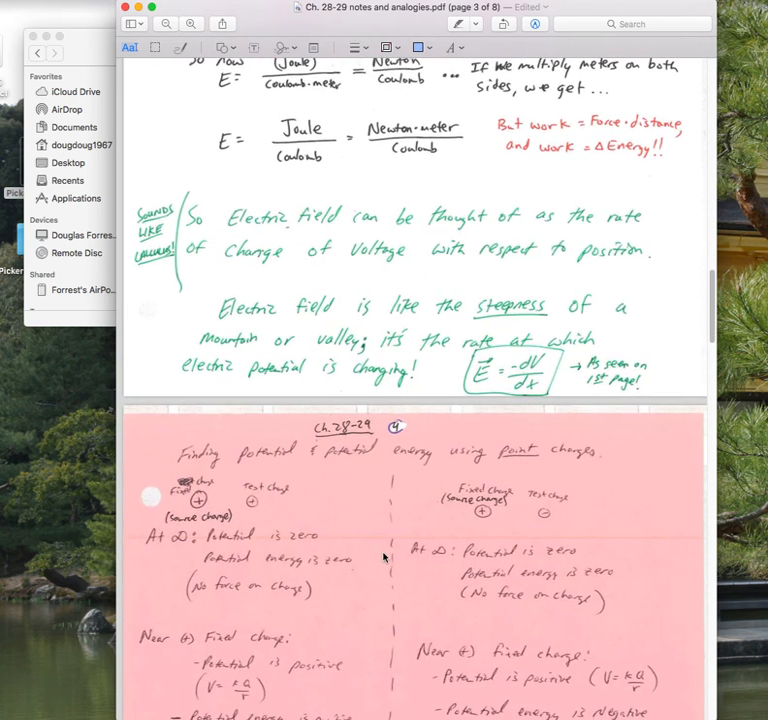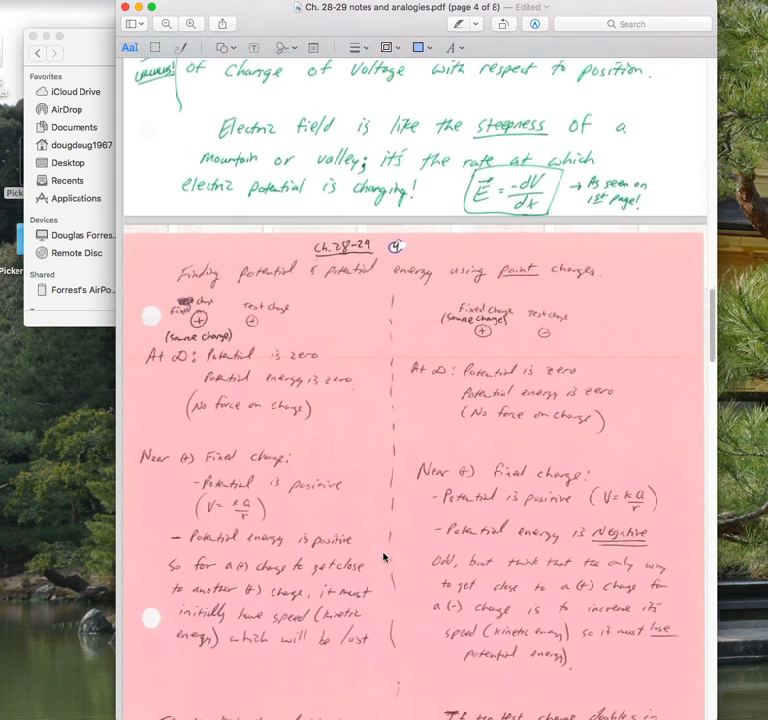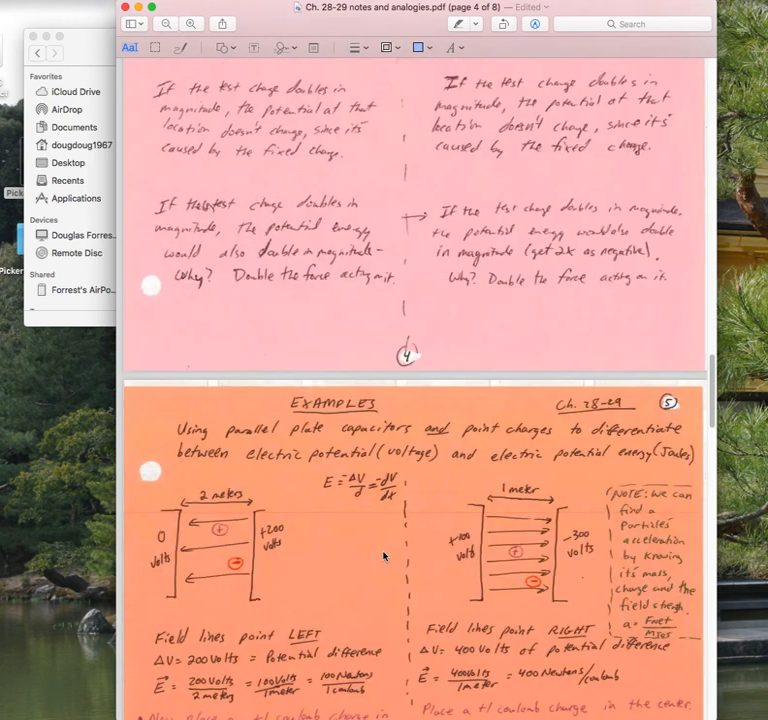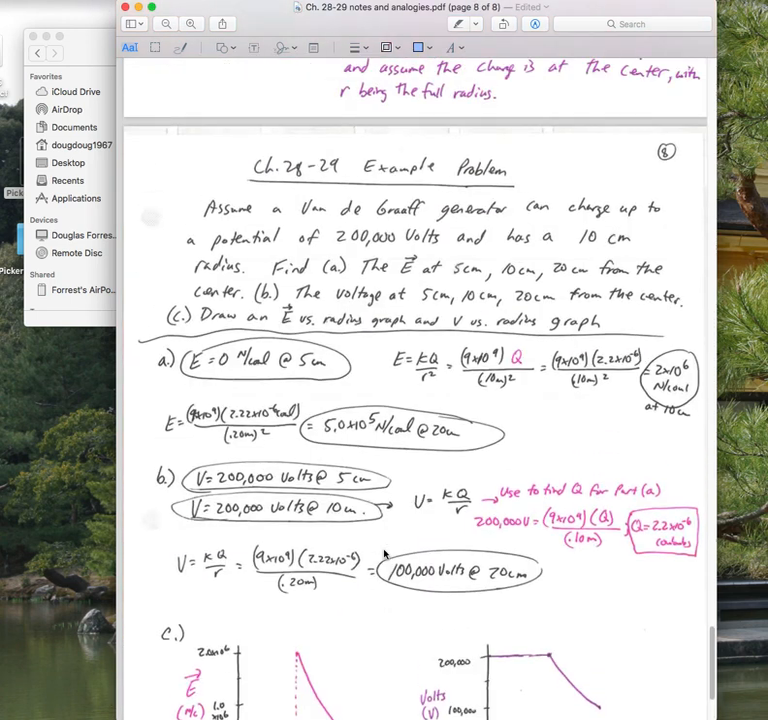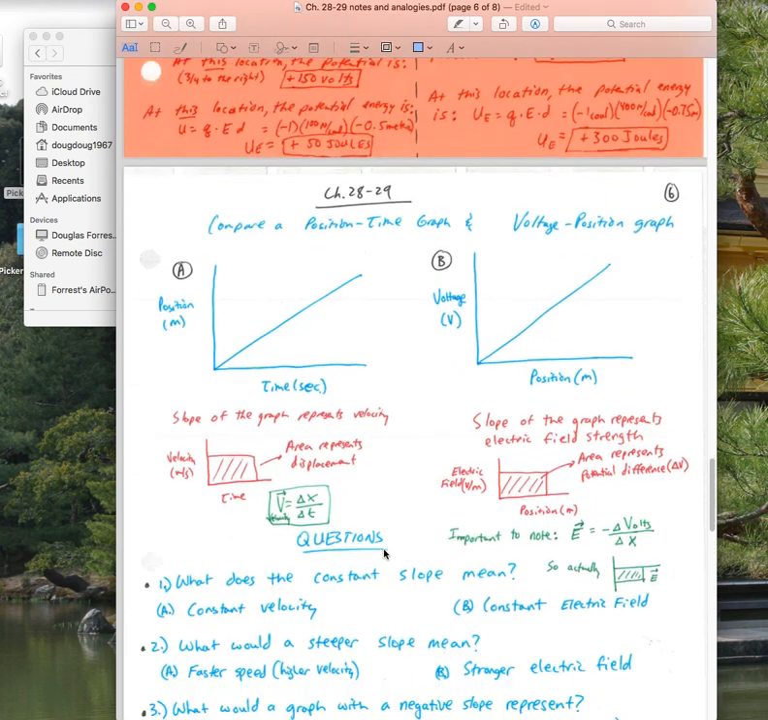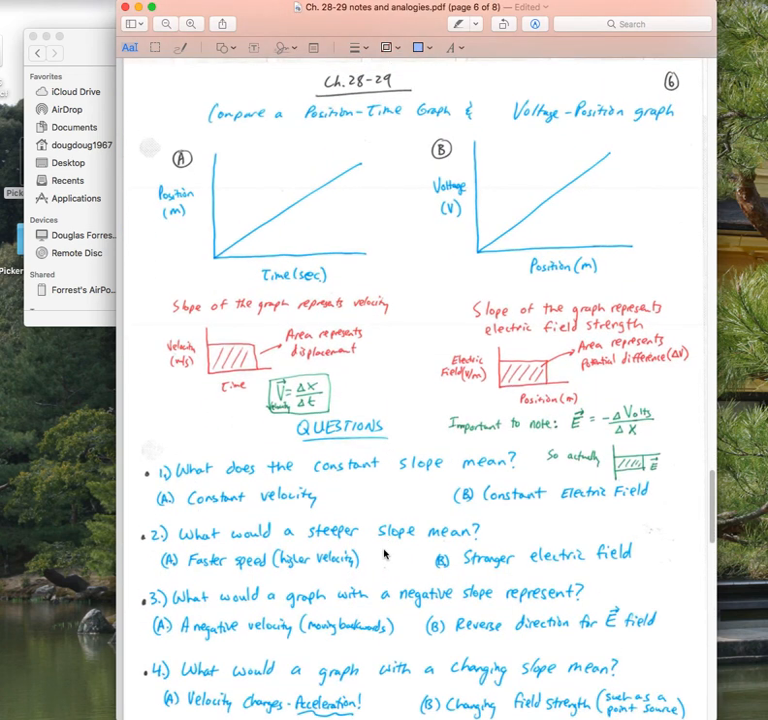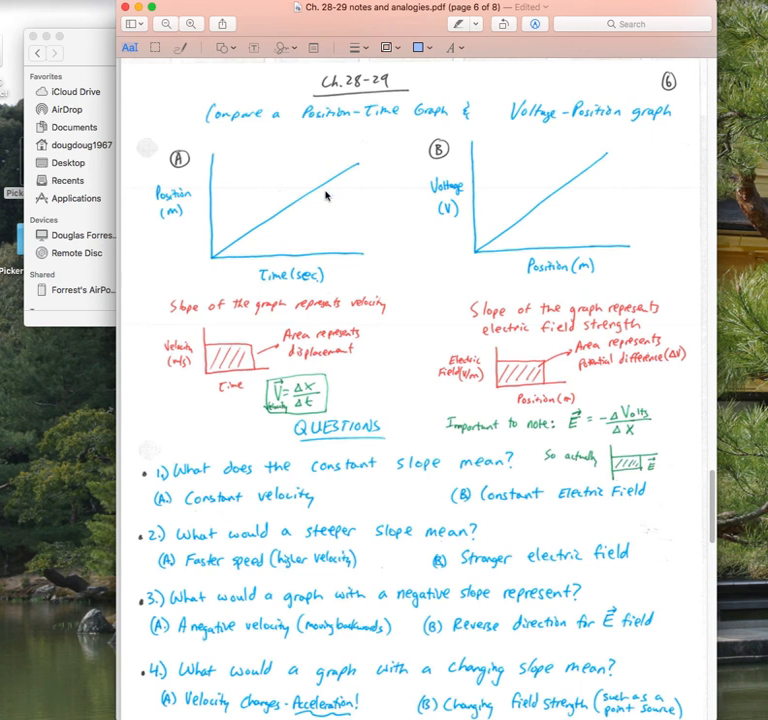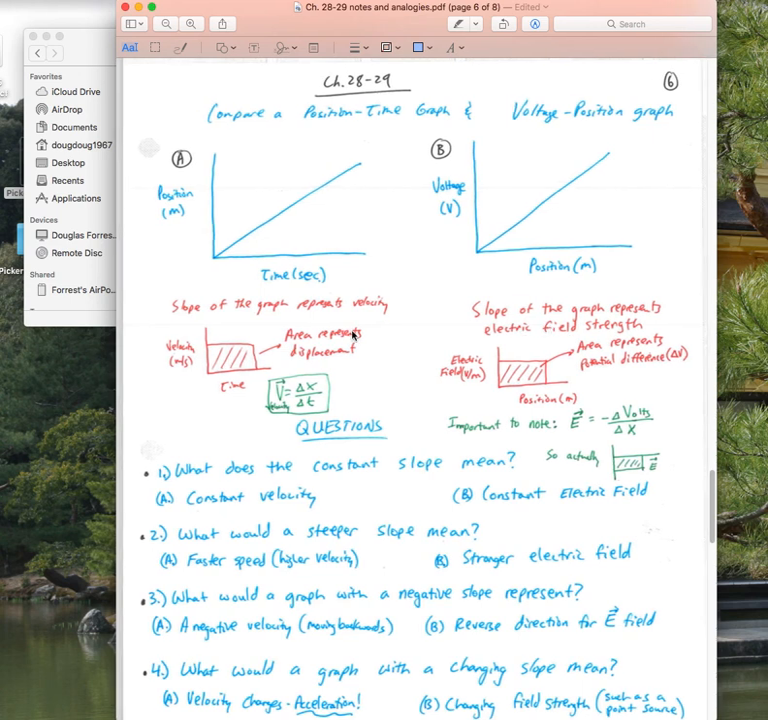Okay, so now I've got some analogies I'm going to think about here. I may come back to these in a little bit. I want to maybe do those separately. So I want to do a comparison of a position-time graph with a voltage versus position graph. So here we have position versus time. If we have something with a constant slope, that represents the velocity. The slope of this graph, voltage over position, represents the electric field strength.